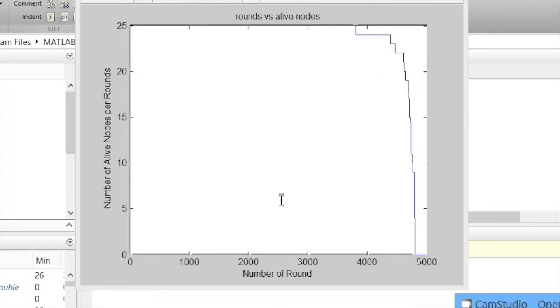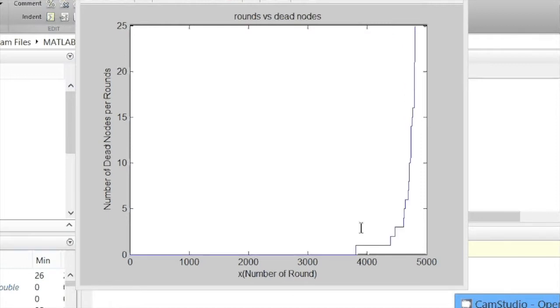This is the graph for the number of alive nodes per the number of rounds. So the number of alive nodes, that is the nodes that have been used in the chain formation, is initially 25. So 25 nodes have been used in the formation of the chain, and the nodes remain alive till 4000 rounds, and they become dead on reaching the 5000th round. So at the 5000th round it is almost 0. So there are no alive nodes present.